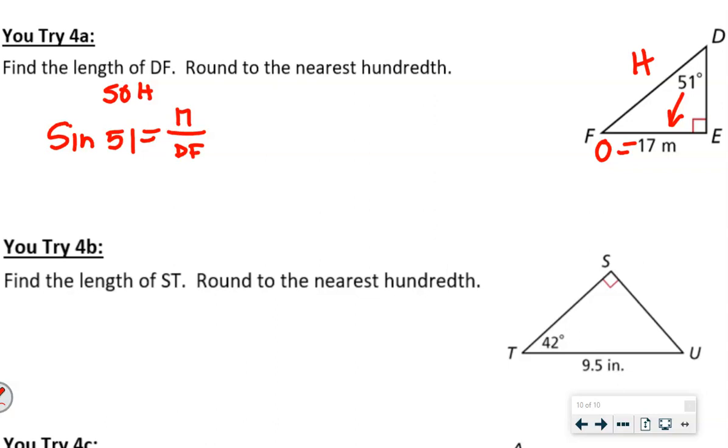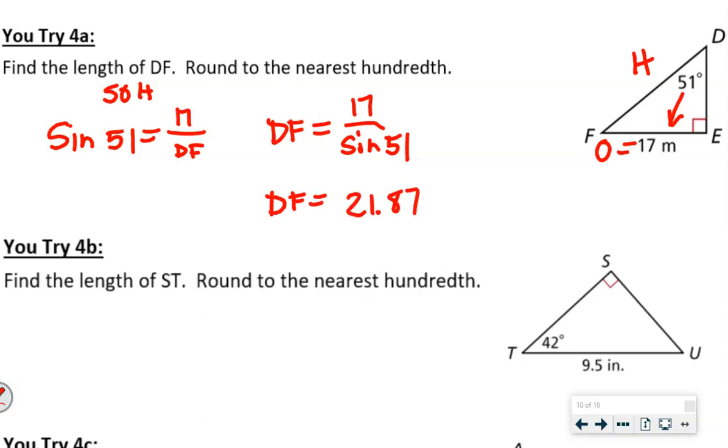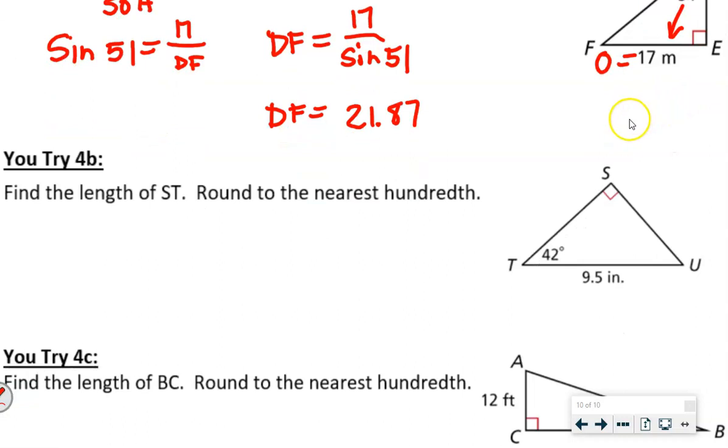So what I tell y'all to do when it's like this, swap places, right? So we're going to say DF is equal to 17 divided by the sine of 51. You can do that right in your calculator, and it will give you the answer. So DF is going to be equal to 21.87. Okay? Do the next one and then come back to me when you're done.